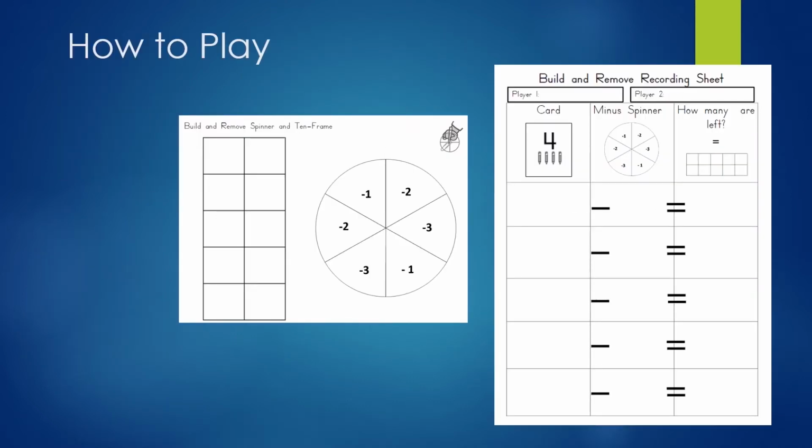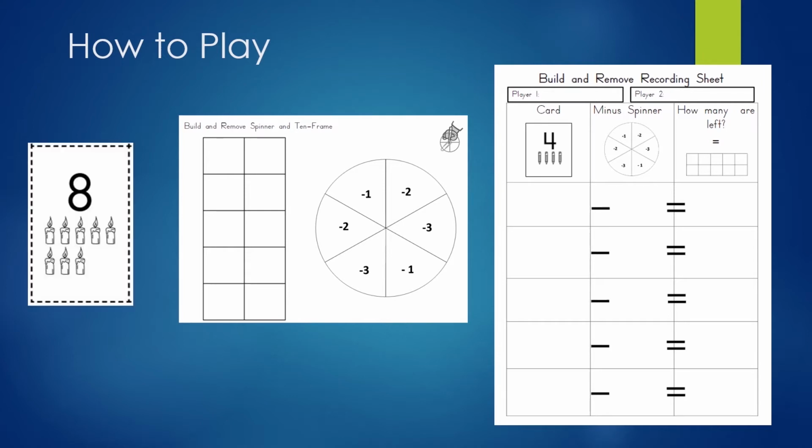Now that we have all the materials we need, let's learn how to play the game. You and a partner can work together to play this game. To begin, put the pile of number cards face down near your spinner and 10 frame. Keep your recording sheet nearby. Turn over the top card on the pile. I turned over the number 8.